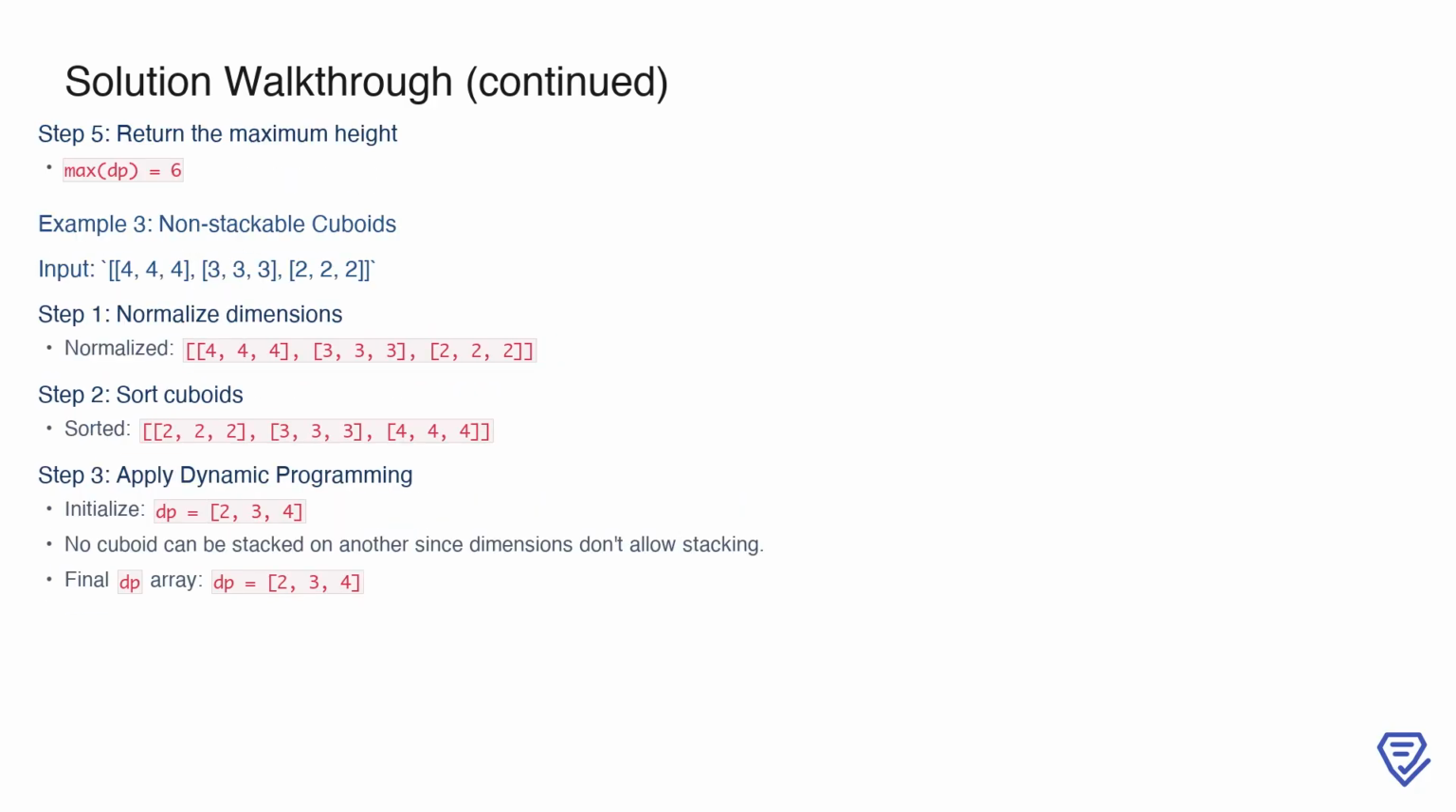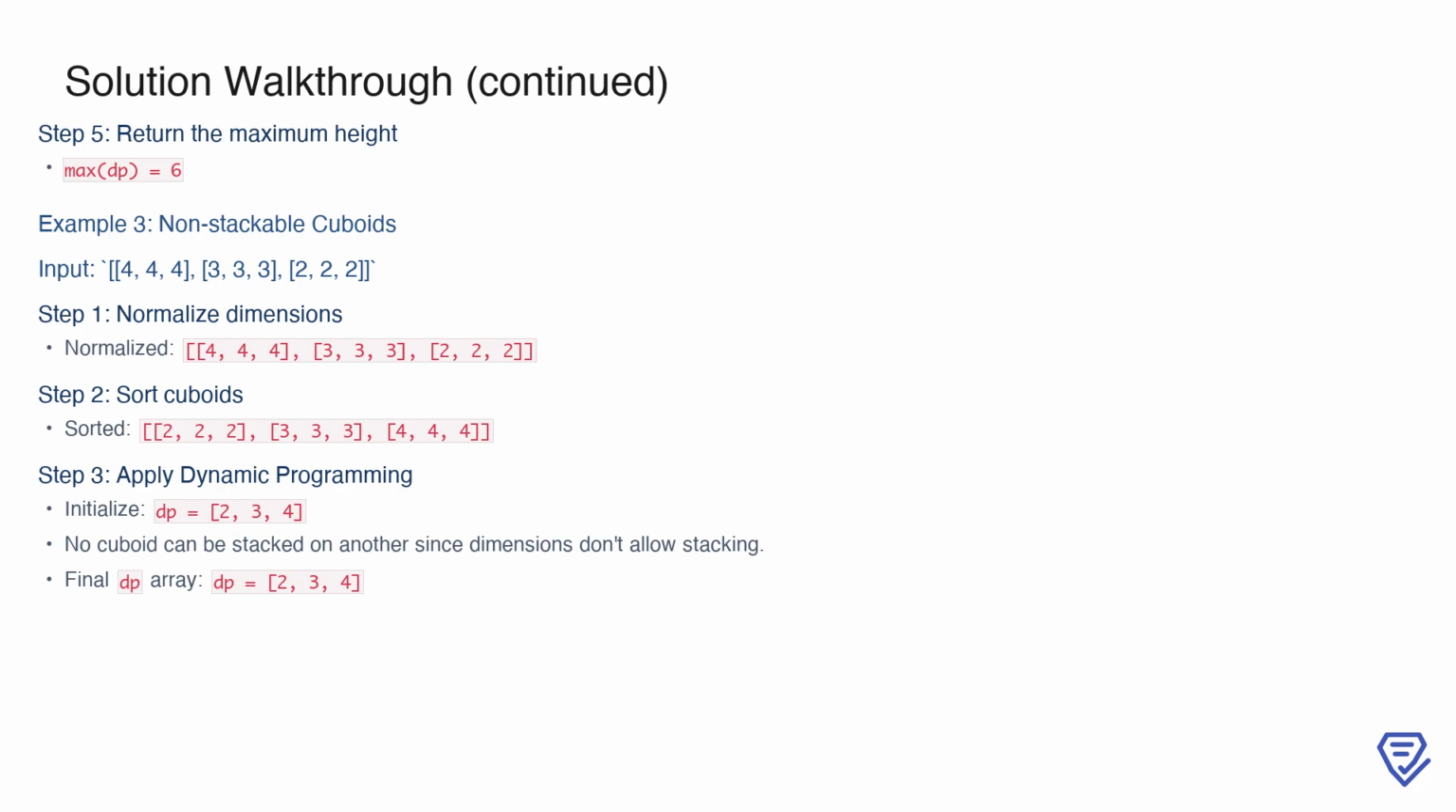After checking all stacking conditions, the maximum height that can be achieved in this edge case is simply the largest value in the DP array. Since DP equals [1, 3, 6], the maximum height is 6. Now, let's consider a different scenario where the cuboids are non-stackable.